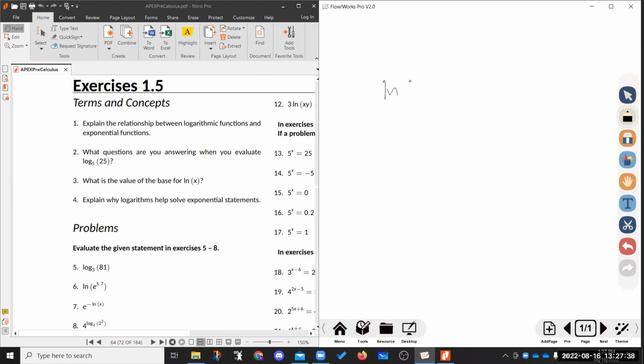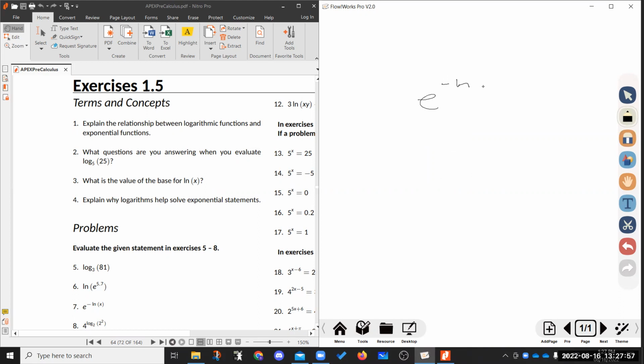Let's look at ln of e to the 5.7. I told you that log base a of a to the n is always equal to n, right? The bases are the same here, they're base e. So my answer is 5.7.